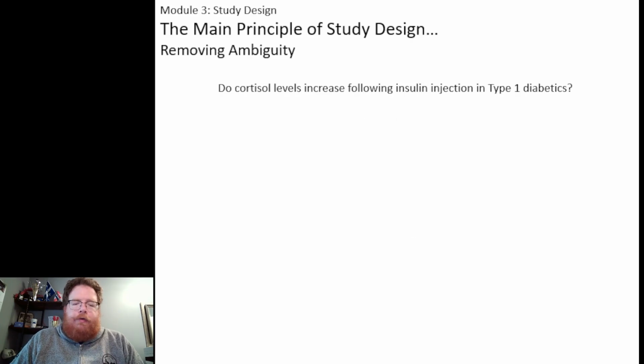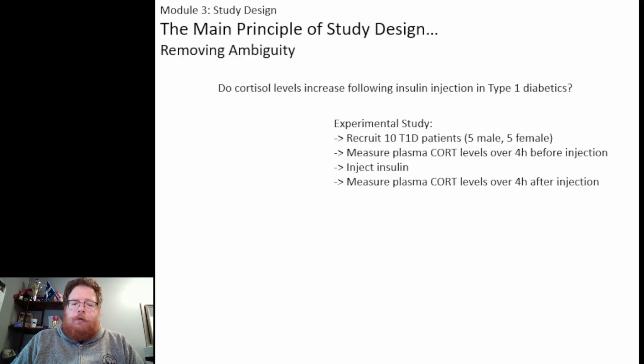Okay, I want to give you another example here of potential ambiguity in a study, an experimental study again. So my research question in this case is, do cortisol levels increase following insulin injection in type 1 diabetics? So type 1 diabetics are injecting themselves with insulin, and we just want to know whether that insulin injection has any effect on cortisol levels.